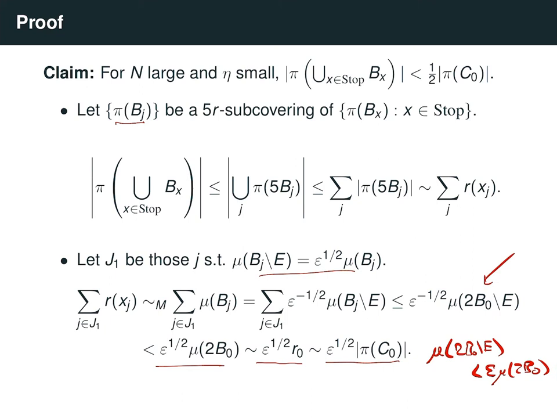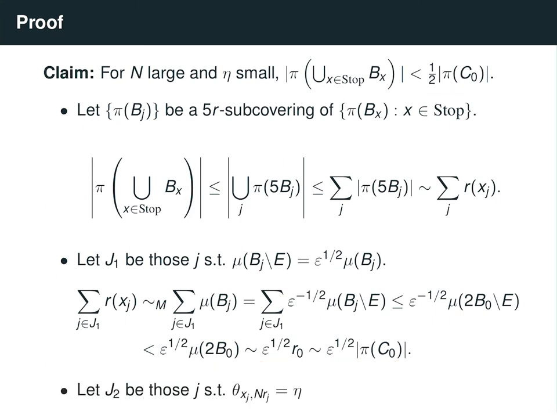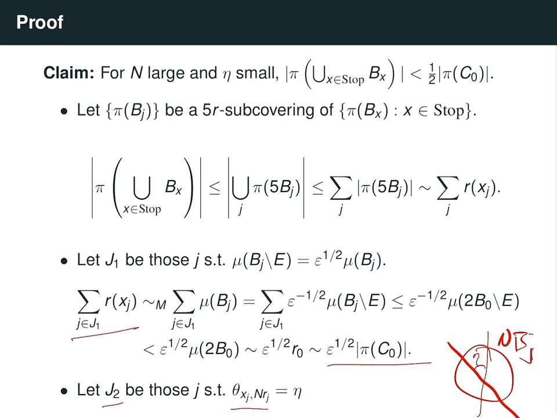Okay, and thus, by choosing epsilon small enough, we can make this quantity less than, let's say, 1/4 of π(C_0). Okay, so now that we can make the sum over these as small as we wish with respect to π(C_0), we'll now focus on the remaining indices, J2. So those are the ones where theta of x_j and r_j, so this is the angle between the best approximating line for mu in B_j and the y-axis, is exactly equal to eta. So we'll now control the sum for these indices.